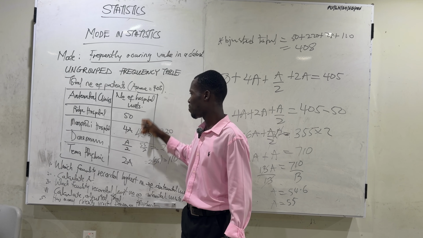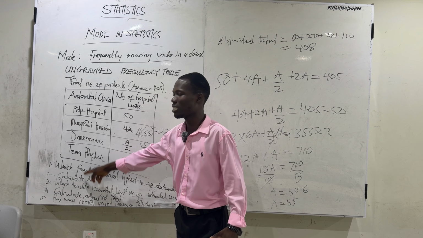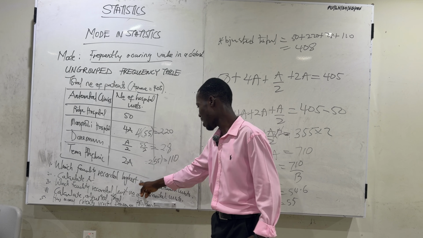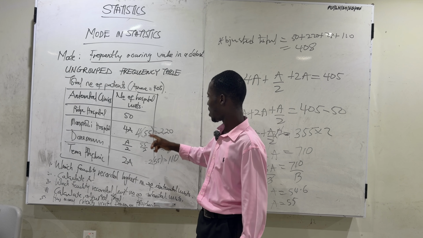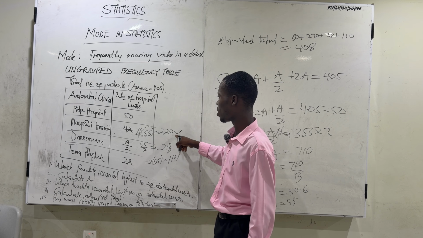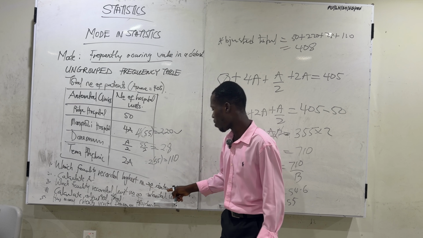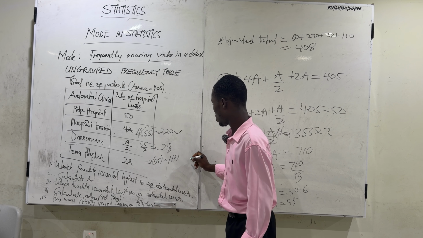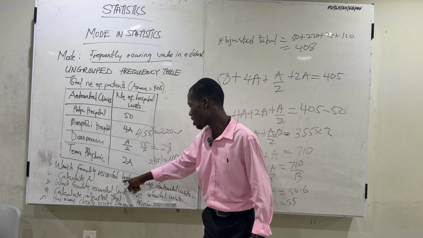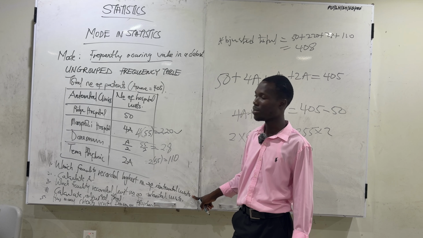This one says which facility. If they are asking for the frequency, that's why we use this one. But once you hear facility, your attention should come here. So which facility recorded the highest number of antenatal visits? That one is the 220, but we are looking at the facility. Therefore, we will say that Mamprobi Hospital recorded the highest number of antenatal visits. Please do get it that way.